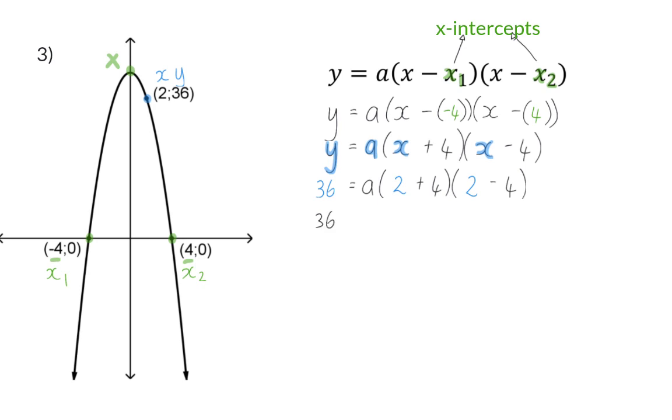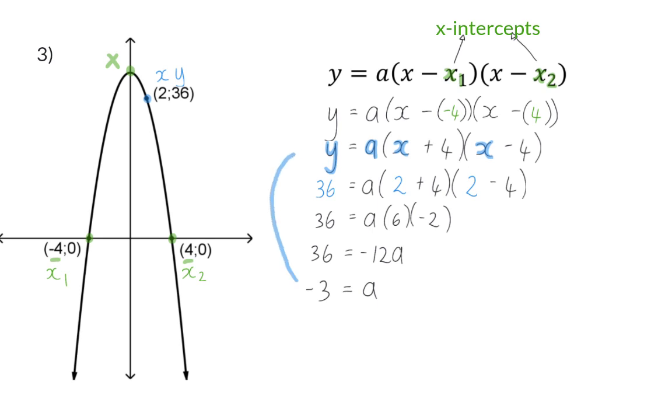So on the right-hand side, in the first bracket, I have 6, and in the second bracket, minus 2, which means we actually have 36 is equal to minus 12a. Once you've divided both sides by minus 12, you will see that a is equal to minus 3. Now we have a and we still need to determine the y-intercept or c value.